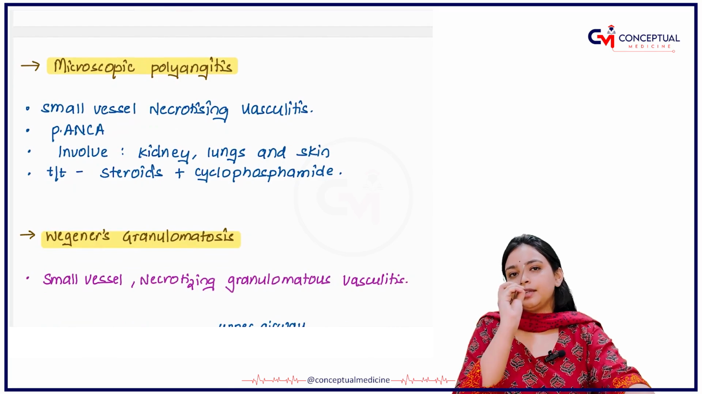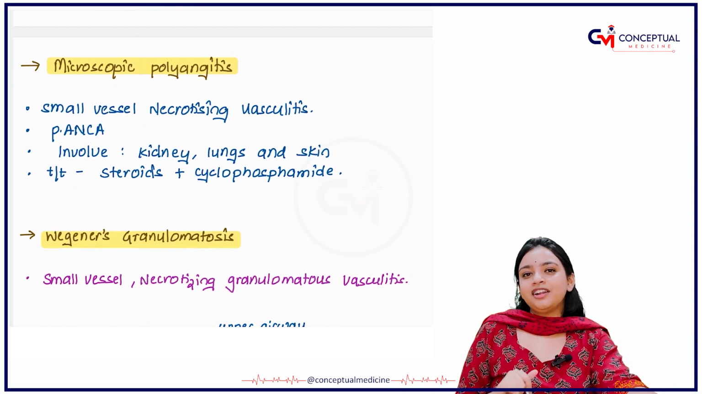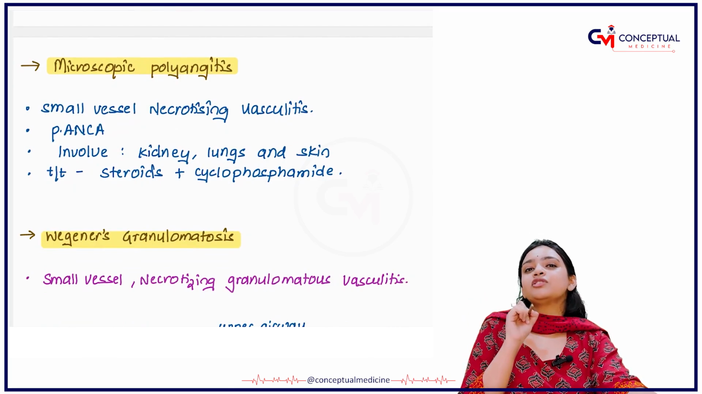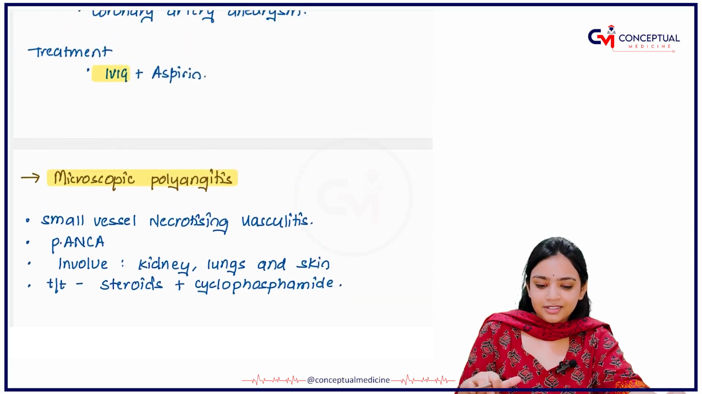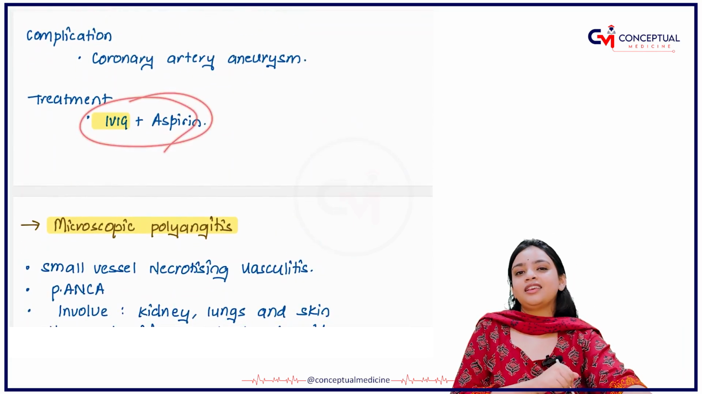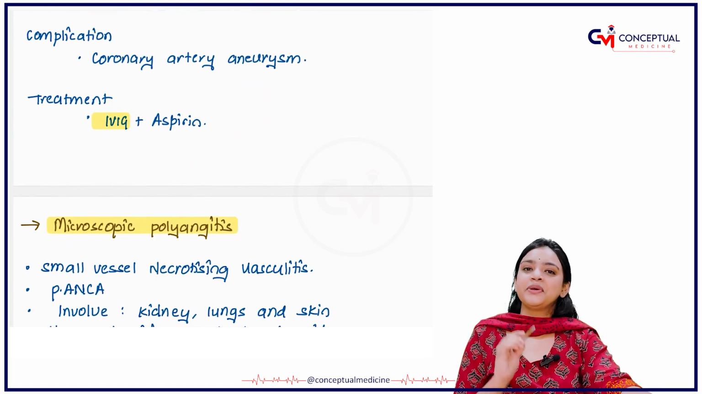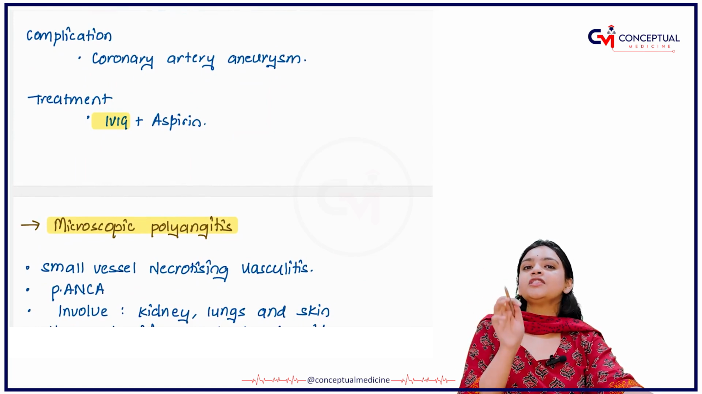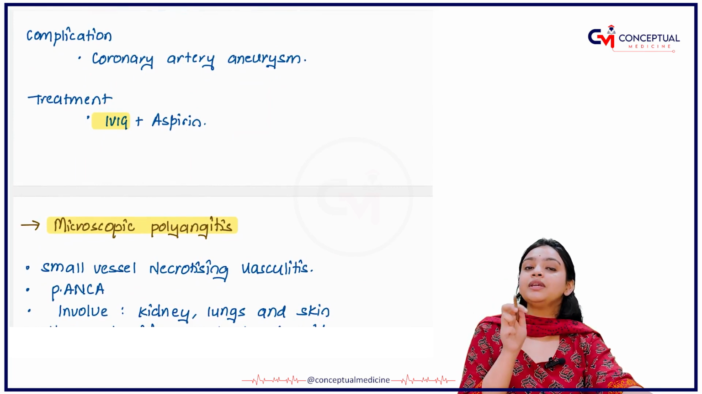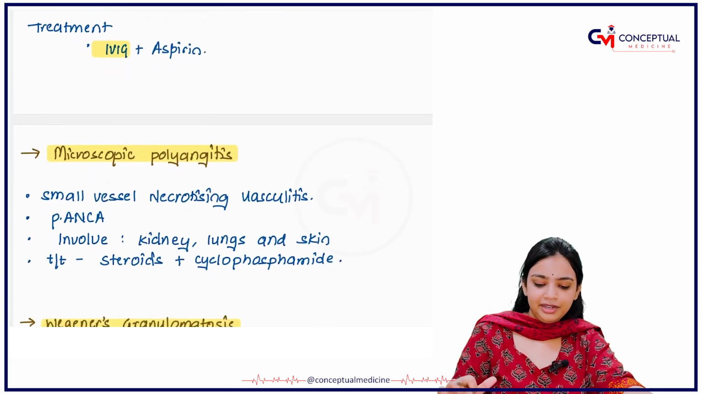Next, but you know what? We have discussed the conditions in which we have not given the steroids, and that is the condition of Kawasaki. Have we given the steroids? Why? Because in this condition, the children are mainly involved and we avoid steroids in children, right?